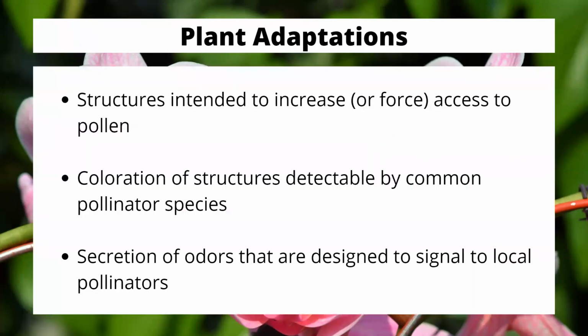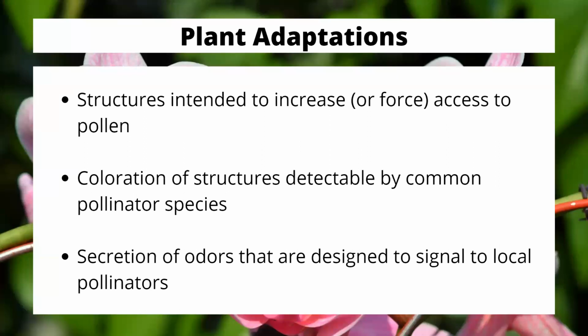So plants, I've kind of grouped them into three different concepts here, but there's probably quite a bit more that we could talk about. The first one that I'm covering here are structures that are intended to increase or force insects to get pollen. These are ways that plants have specifically shaped themselves to increase their chances of pollen brushing off onto insects, or in some cases, they deliberately force an insect down a path that gets them covered in pollen or plant attachments that are covered in pollen.